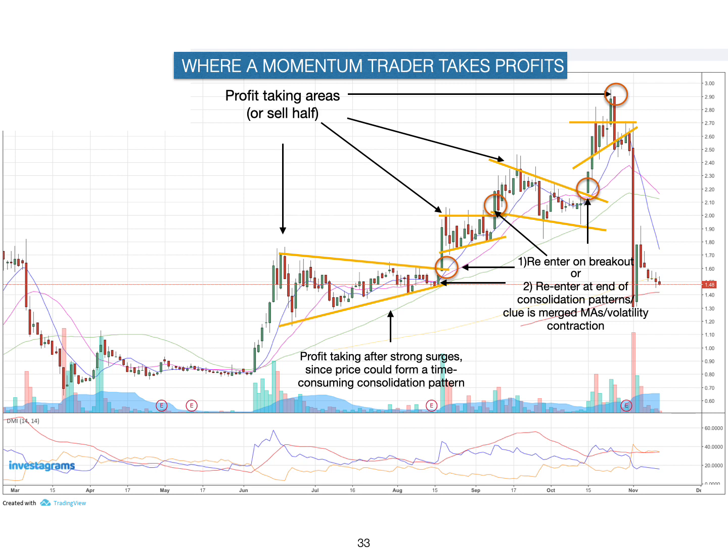So when there are price surges, you sell and then you wait for a new pattern to unfold. When price breaks above that pattern, you re-enter and then you sell on the next surge. Wait for consolidation again, then you re-enter on a breakout, then you wait for the next surge, and then you can sell your security.